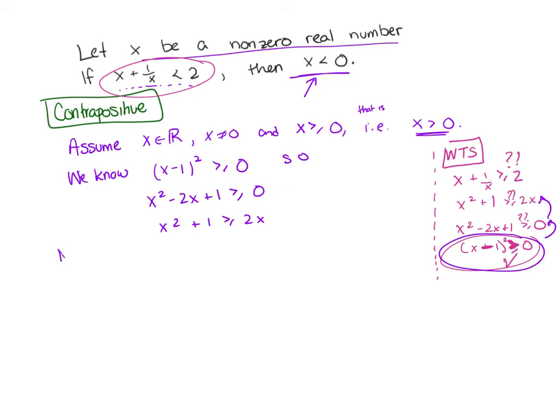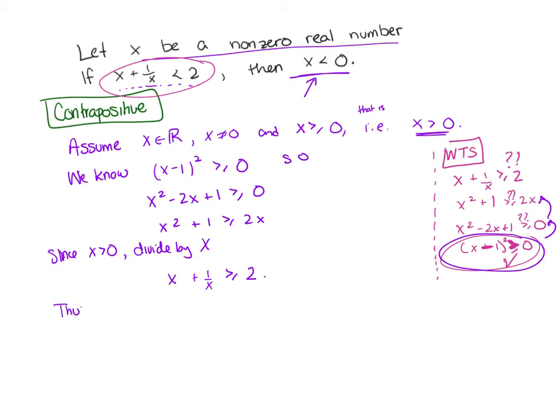And now, since x is strictly greater than 0, we can divide by x. I needed that x to be greater than 0 in order to do that, because you have to make sure you're dividing by a positive quantity here. So then, oops, don't say divide by 0, divide by x. So I get x plus 1 over x is greater than or equal to 2, which is what we wanted to show for the contrapositive.